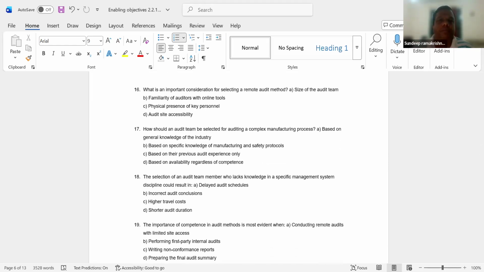Harish, can you read? What is an important consideration for selecting a remote audit method? A. Size of the audit team. B. Familiarity of auditors with online tools. C. Physical presence of key personnel. And D. Audit site accessibility. So I think the familiarity of auditors with online tools, yes, B. Familiarity of auditors with online tools is the best fit answer.